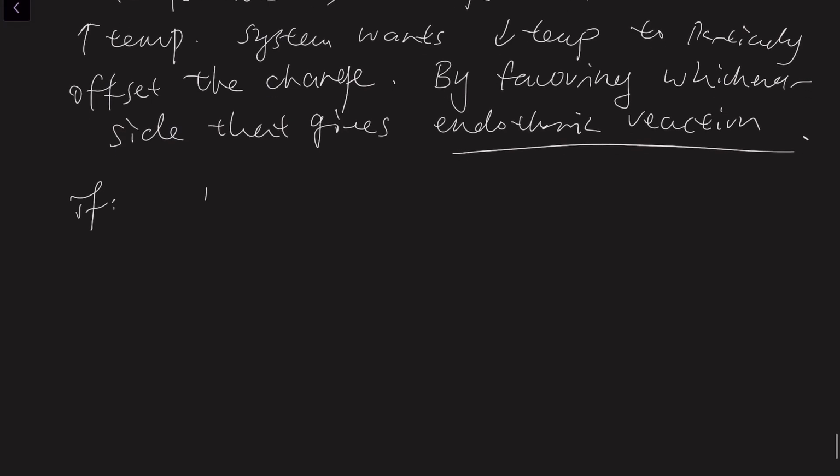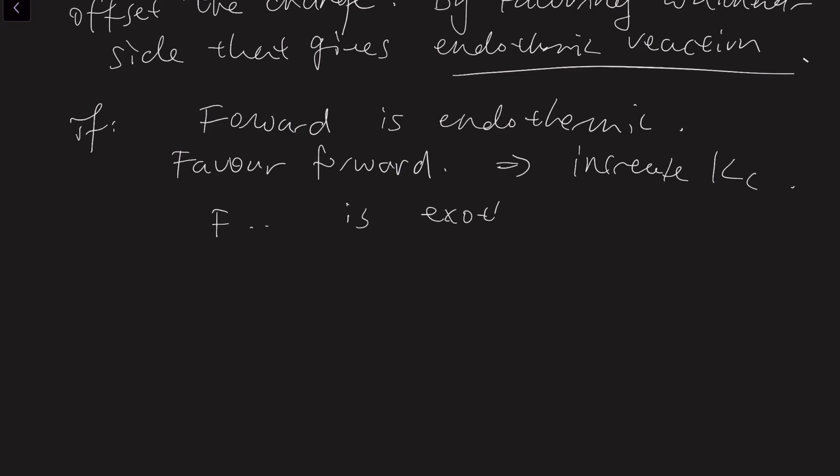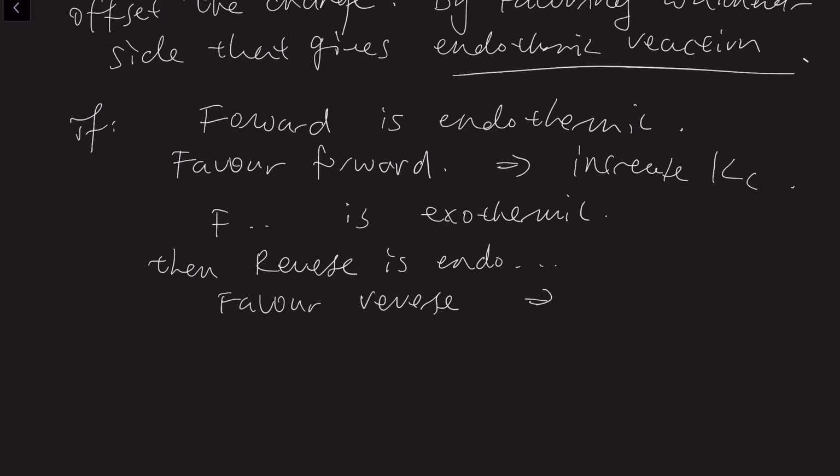So if the forward reaction is endothermic, then we favor the forward reaction. Because we favor the forward reaction, we have more product relative to reactants at equilibrium. So we increase Kc. So if forward is exothermic, then the reverse is endothermic. So we favor the reverse, thus decrease Kc.